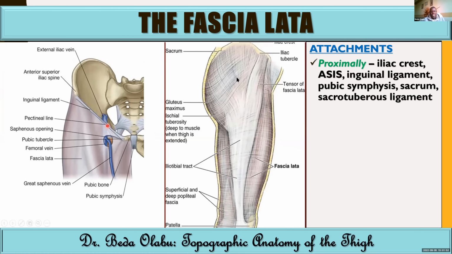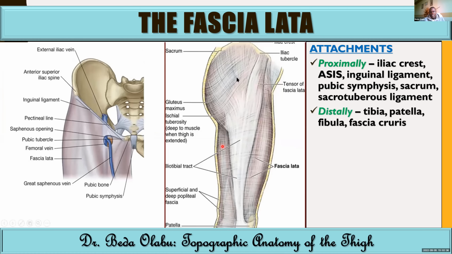We can say it's attached to the iliac crest, as you can see in this image. It is also attached to the anterior superior spine. Then going more anteriorly, it's attached to the inguinal ligament there. It will attach also to the pubic bone, so the pubic tubercle there, along the pubic symphysis there, then extend posteriorly to be attached to the sacrum. It is attached to the sacrotuberous ligament. It's attached to the ischiopubic ramus as well. So that's an extensive proximal attachment.